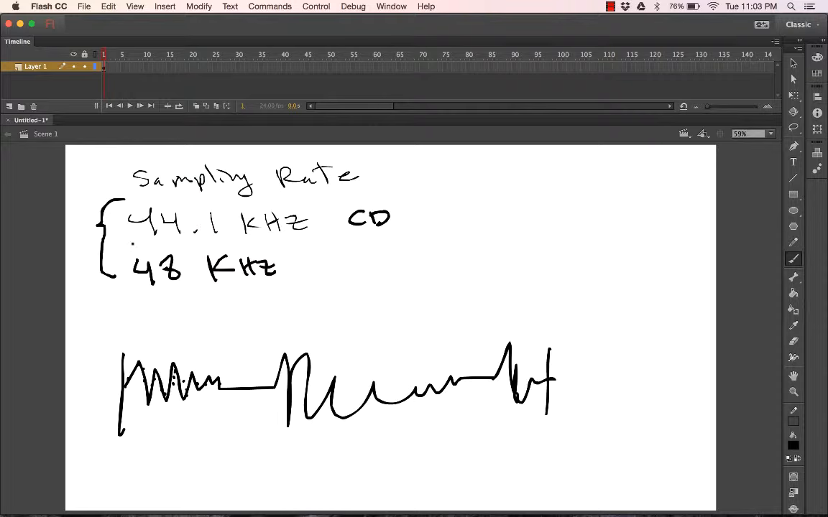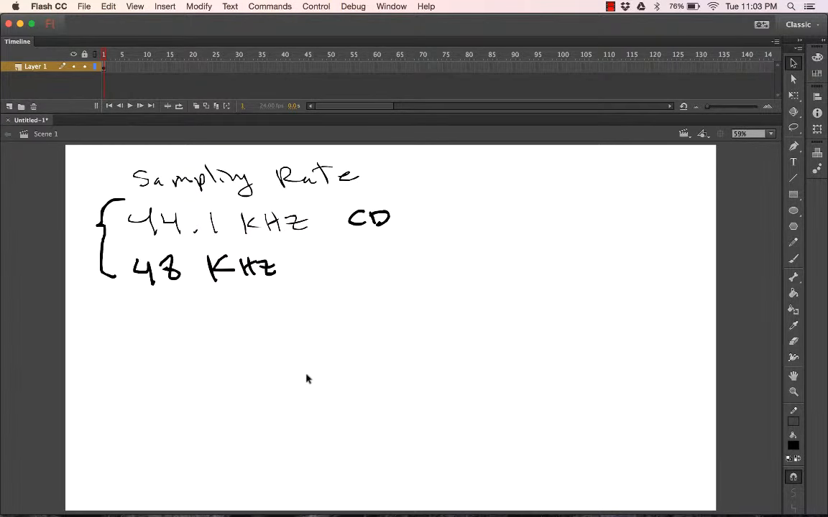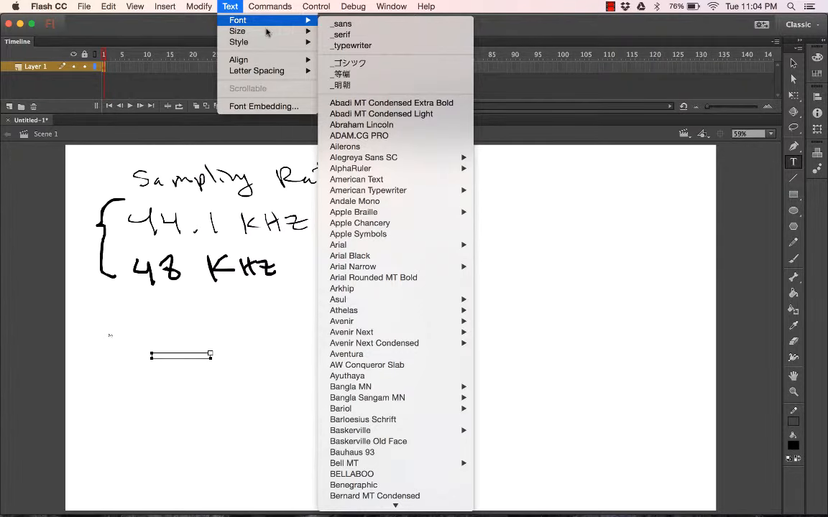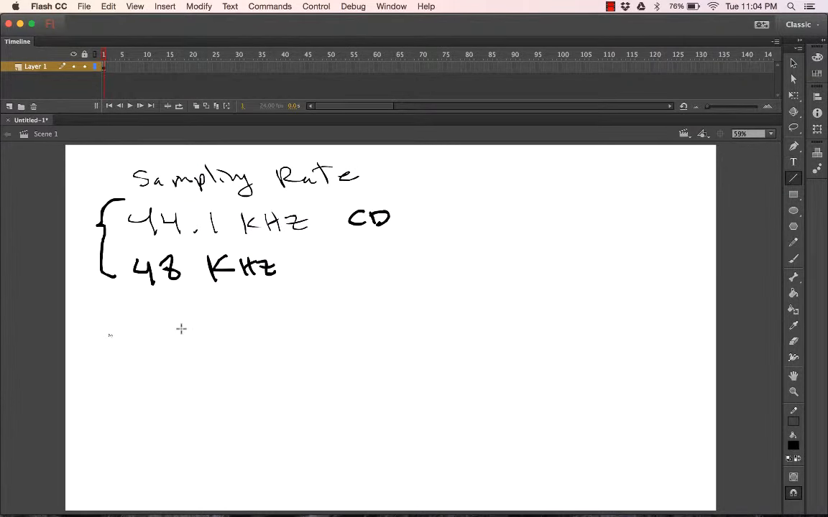Okay, the reason that it samples at 44.1 is because of a thing called Nyquist's theorem. Let's write this out. Oh, that's the smallest font ever. Where's my little font thing? I was thinking it'd be faster to, but I guess it won't. Nyquist's theorem.